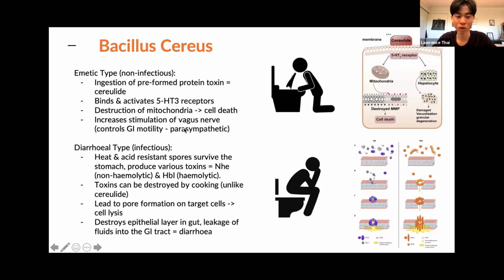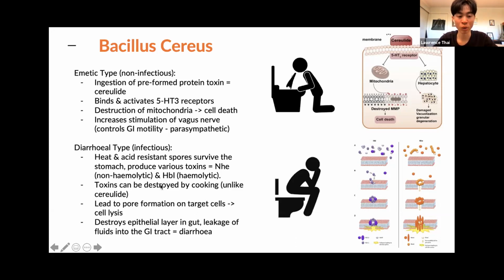And you've got the diarrhea one, which takes a while to kick in, and pretty much instead of eating the toxin, we're eating the spores instead. That's found in the food. And these are heat and acid resistant, so they can survive the stomach, and that's how they reach the small intestines. And there are multiple toxins that they can produce. These are just some examples.